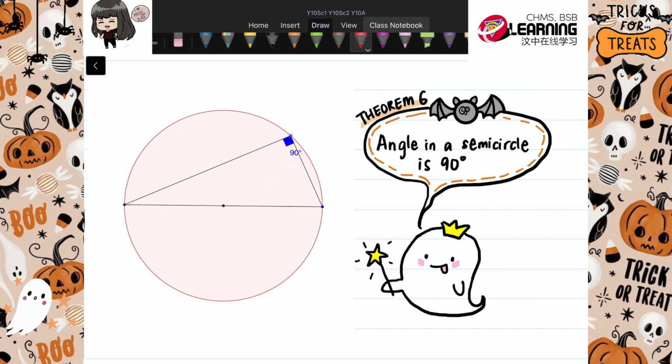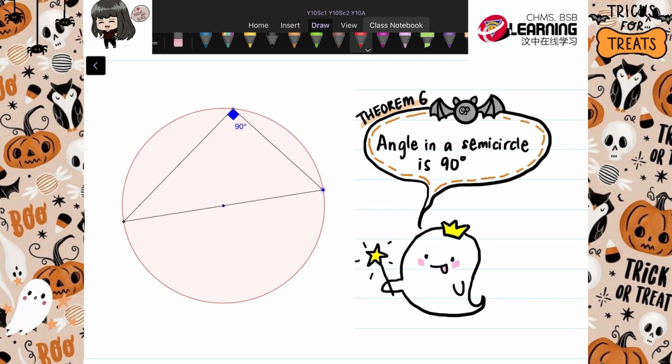It's always 90 degrees. This is quite similar to Theorem 5. Theorem 5 tells you that the angle at the center is twice the angle at the circumference, right? This is basically your angle at the center. This is 180, right? Then this is the angle at the circumference. So 180 divided by 2 is 90. So it's similar to Theorem 5, but this one is special, we have a special theorem. So we call this angle in a semicircle is 90 degrees. Remember this one, right?